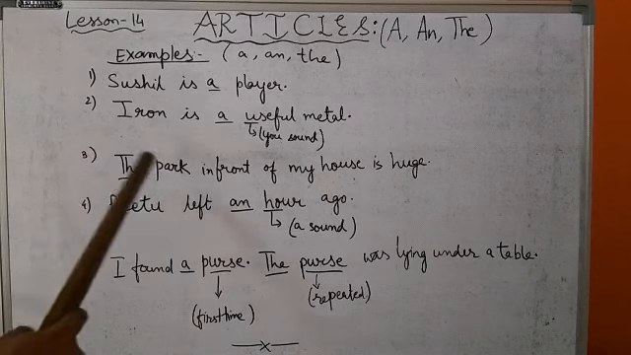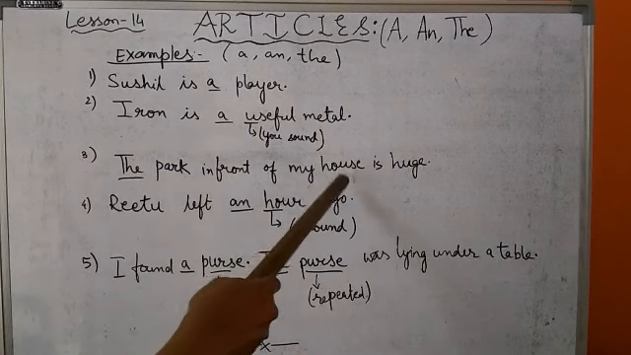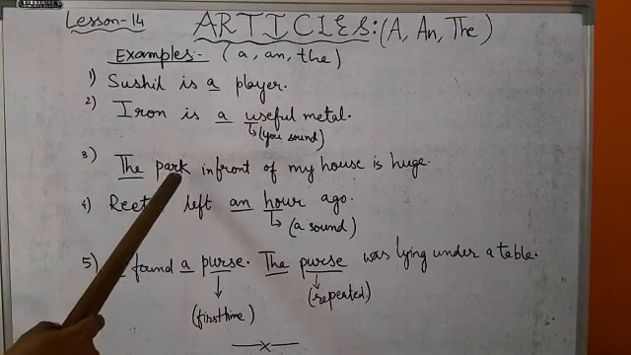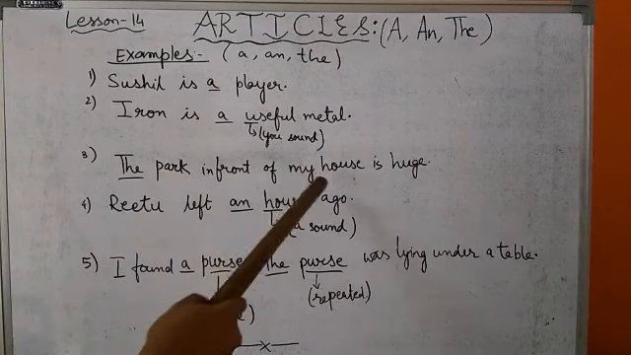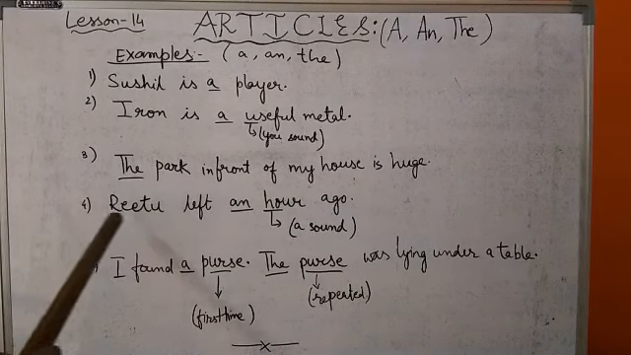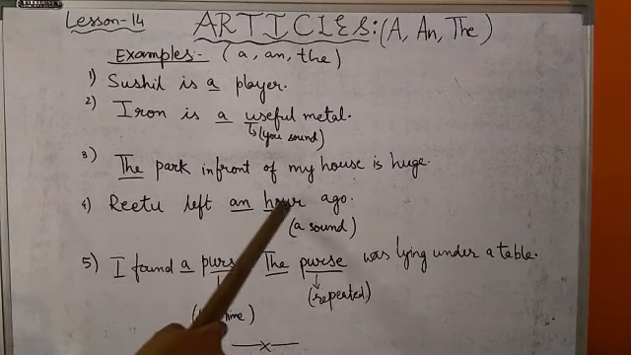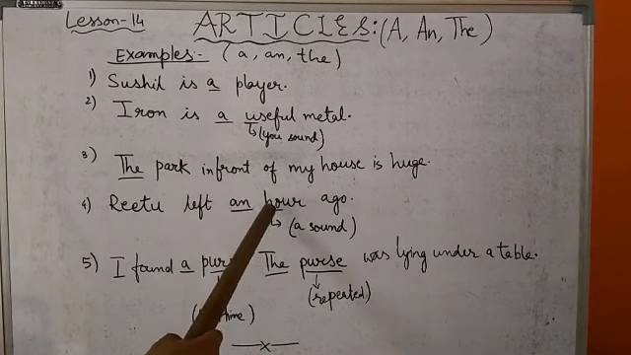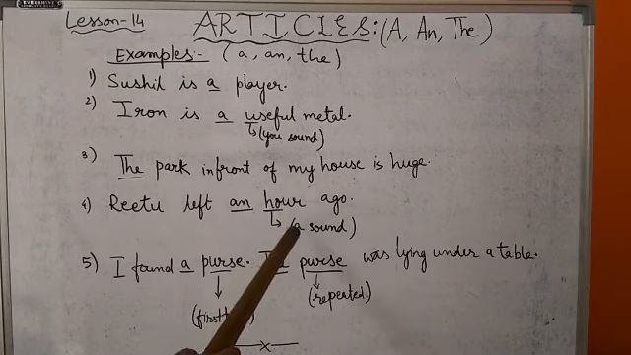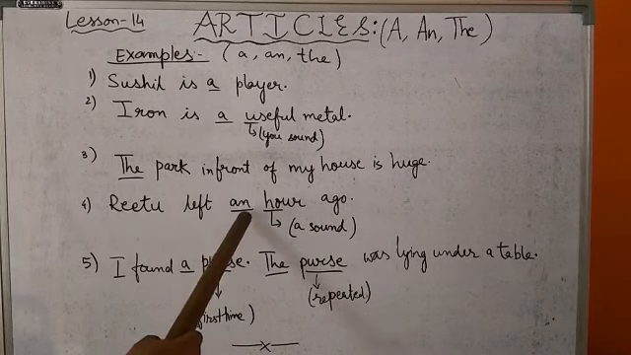Number 3, the park in front of my house is huge. Now here, a particular park is mentioned which is in front of my house, so we have put the. Number 4, Ritu left an hour ago. Now here H is a consonant letter, but here we are using the sound of A. So A is a vowel sound, so we have used an.